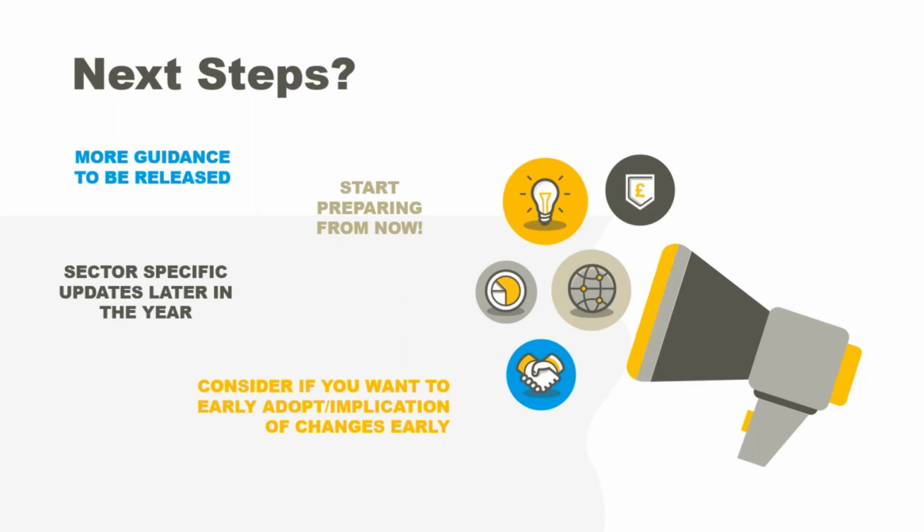Now let's look at the next steps. We've given a very general update on the key changes coming into FRS 102, but we will be providing more guidance and sector-specific updates later in the year to drill down into the specific issues likely to be faced by those sectors that are likely to be the most impacted. So do keep an eye out for those. Consider if you want to early adopt, particularly if you think the changes will have a positive impact on your financial statements and KPIs. And now over to you to start preparing.